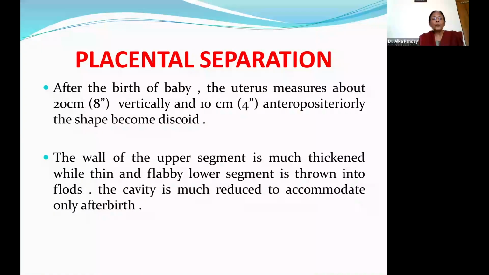slide. So after the birth of the baby, the uterus measures about 20 centimeter vertically, 10 centimeter anteroposteriorly, and the shape becomes discoid. The wall of the upper segment is much thickened, while the thin and flabby lower segment is thrown into folds. The cavity is much reduced. Next.